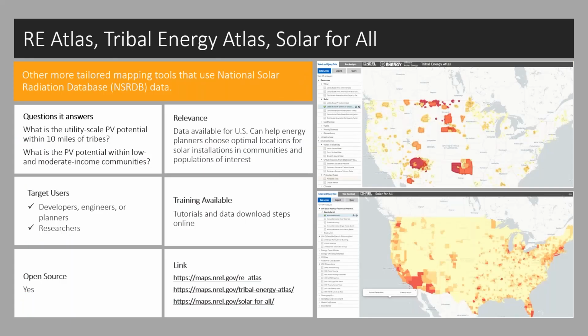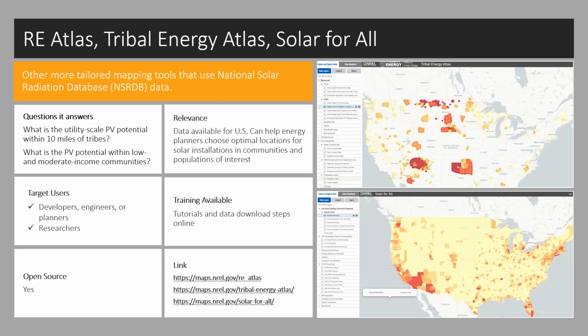Other more tailored solar mapping and data tools have been built off of the foundational solar resource data provided by the NSRDB, the tool I just discussed. And three important ones developed by NREL are the ReAtlas, the Tribal Energy Atlas, and the Solar for All tool. The ReAtlas allows users to see solar resource data as well as other renewable energy technologies resource data, such as hydropower, wind, and geothermal, again through a data viewer. In this way, a user can see and understand which renewable energy technologies are optimal at specific sites. There is also an option to download the data and do queries on specific regions.